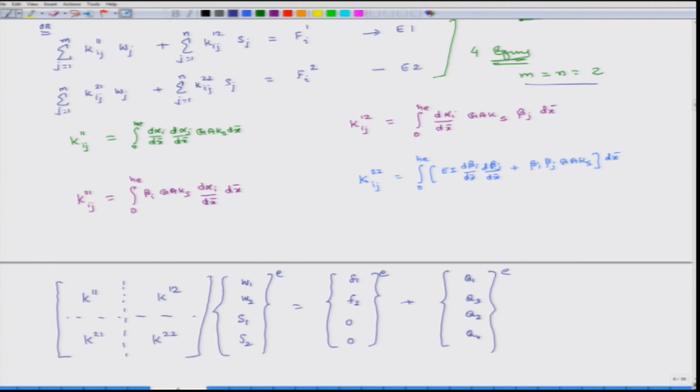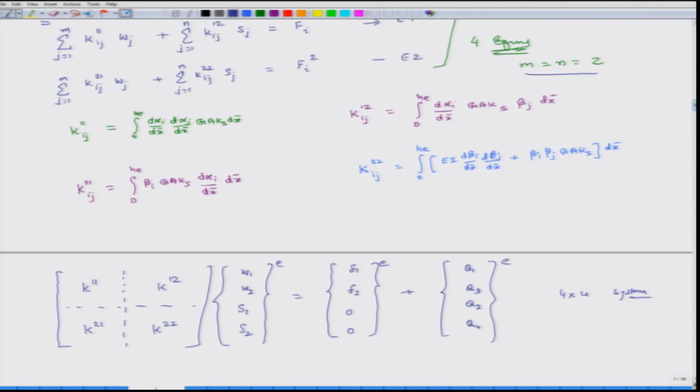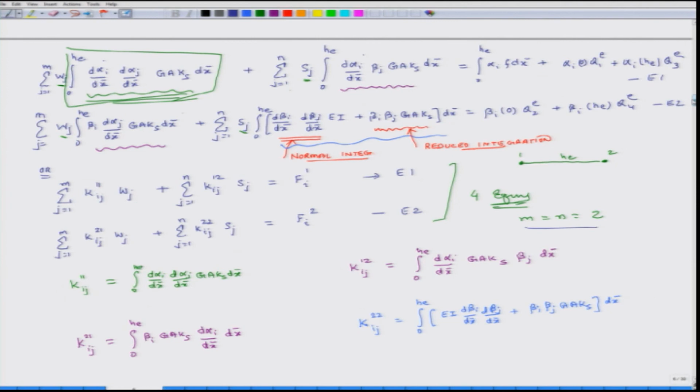All these equations are at element level. Now, when you see this 4 by 4 system, you note that we have 4 submatrices: K11, K12, K21, K22. Now we will look at K11.